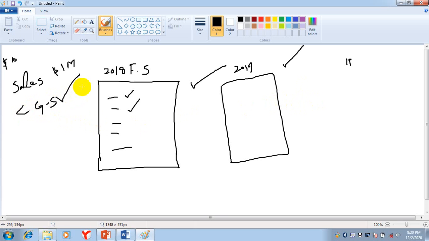Now the problem is there is a big impact of this price change, this $10 and this $11. But we are ignoring this fact in comparison. We are comparing 2018 with 2019, but we are ignoring the price level changes. Suppose here also the sale is $1 million.